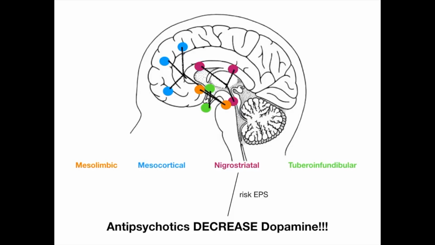And in the tuberoinfundibular pathway, we risk galactorrhea and amenorrhea. So amenorrhea and galactorrhea are coming from the increased levels of prolactin because of the decreased levels of dopamine. So this is all very, very high yield.